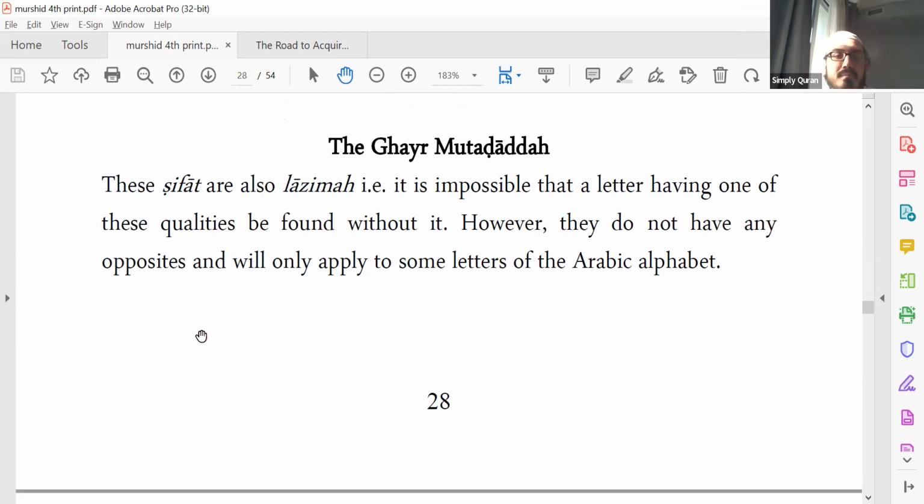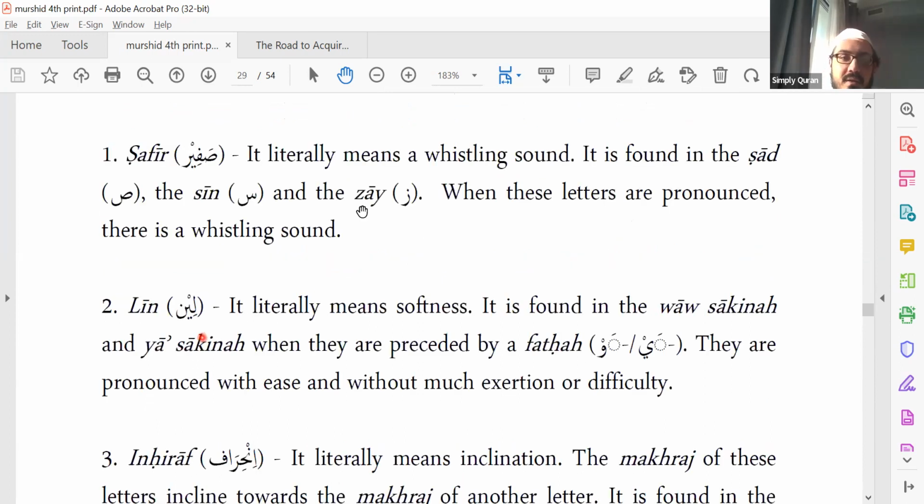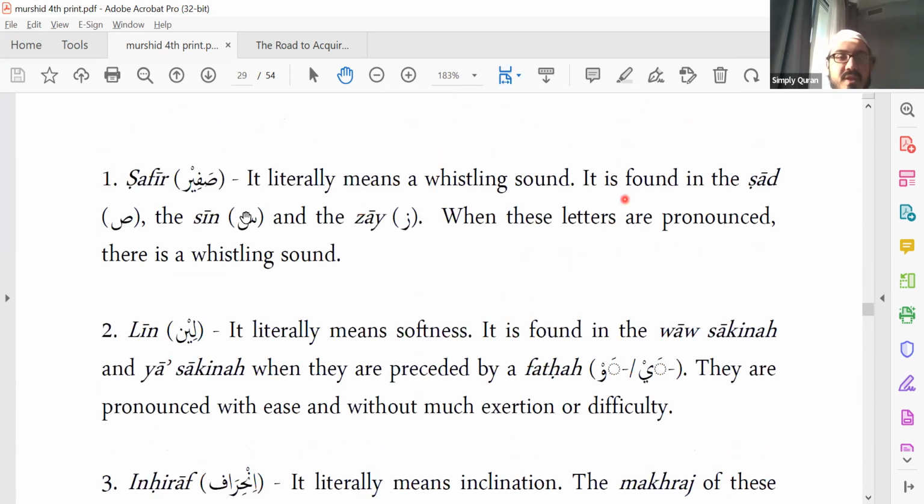Okay, number one, safir. It literally means a whistling sound. It's found in sad, sin, and zay. When these letters are pronounced, there's a whistling sound. So you say as, as, as. There's like a whistling sound.